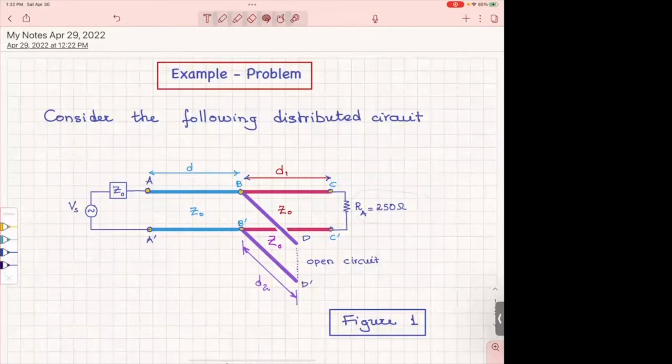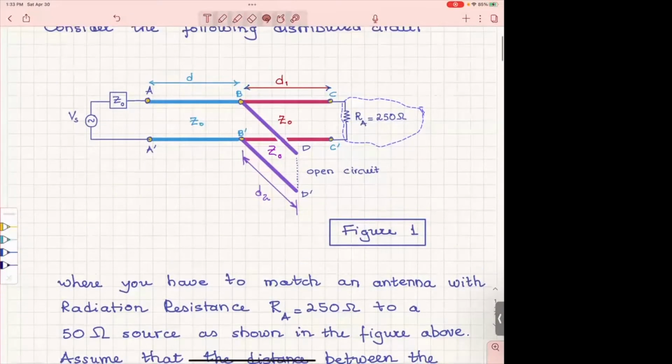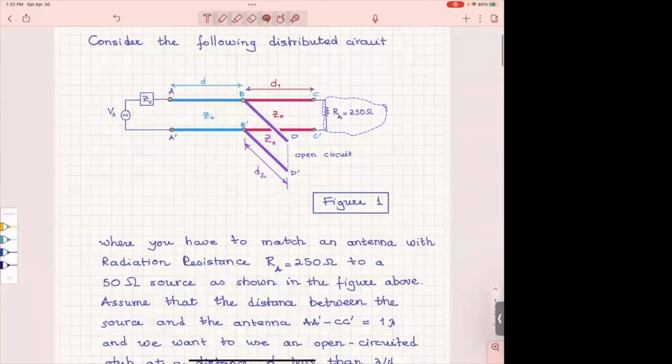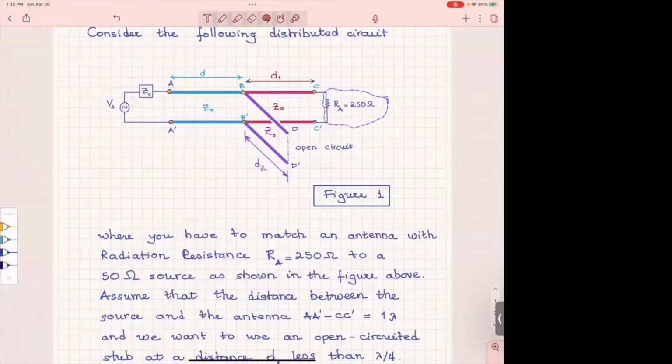There is a load at the end, which I call the antenna radiation resistance, because if you connect an antenna to, say, a transmission line, and that has a radiation resistance of 250 ohms, that means that all of the power that goes to this resistor is radiated. That's why it's called radiation resistance. And then in this problem, as I describe it here, we have to match the antenna to the source.